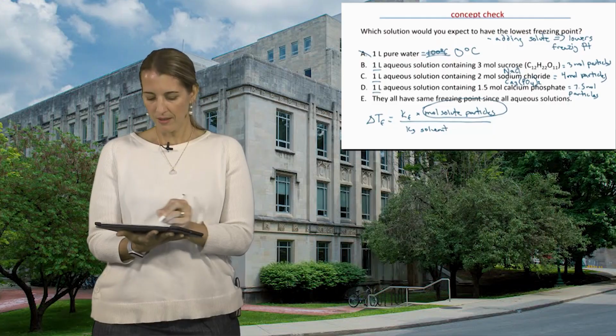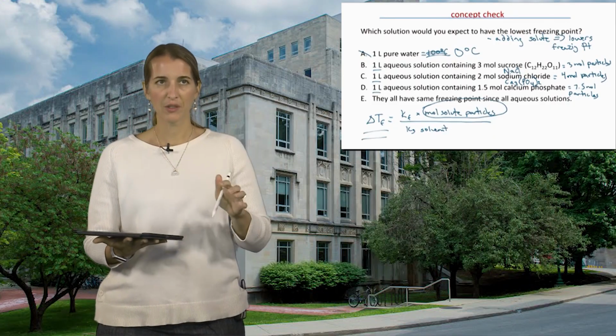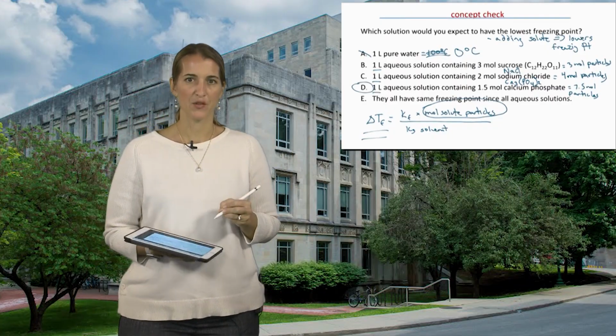The greater the number of particles, the greater the change in temperature freezing. You take your normal freezing temperature, and then you're going to be subtracting. So this one would have the lowest temperature freezing.